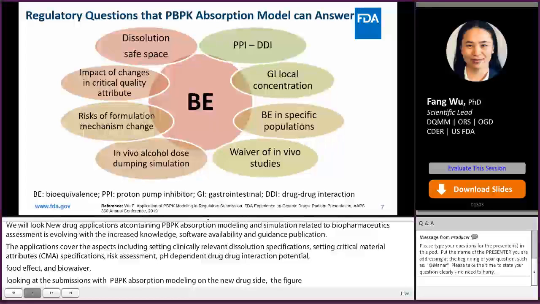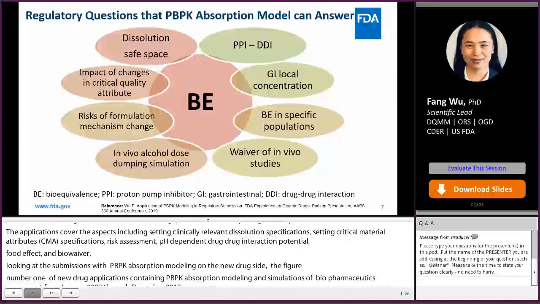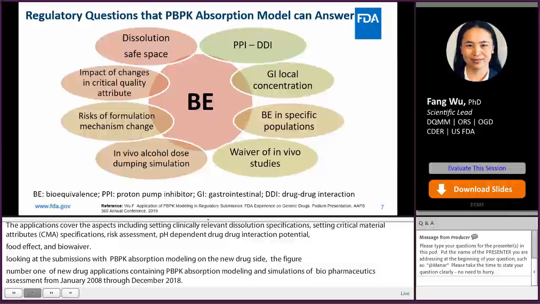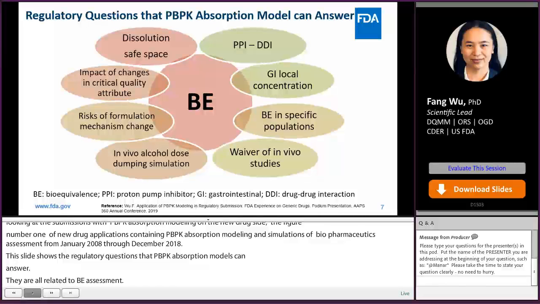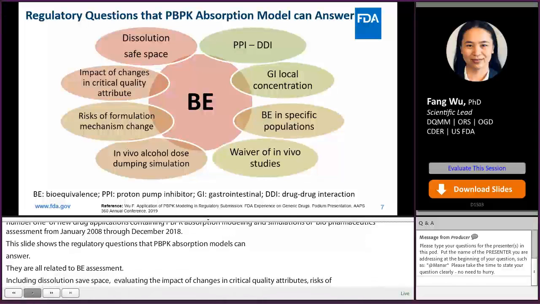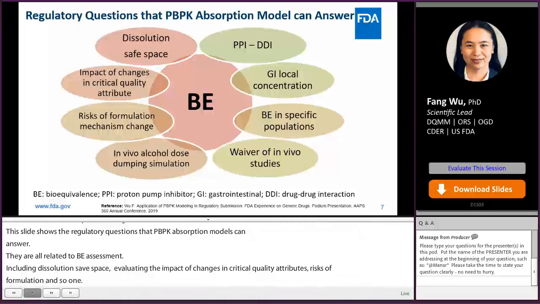This slide shows the regulatory questions that PBPK absorption models can answer in generic drug development. They are all related to BE assessment, including setting dissolution safe space, evaluating the impact of changes in critical quality attributes, assessing the risk of formulation and mechanism changes, etc. The PBPK absorption modeling can also be used to predict PPI-DDI potential and the GI local concentration, support BE assessment in specific populations, and the waiver of in vivo studies.